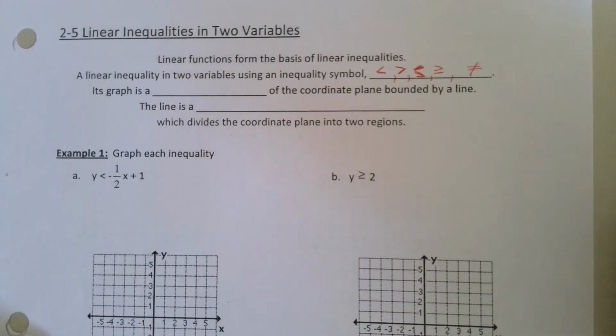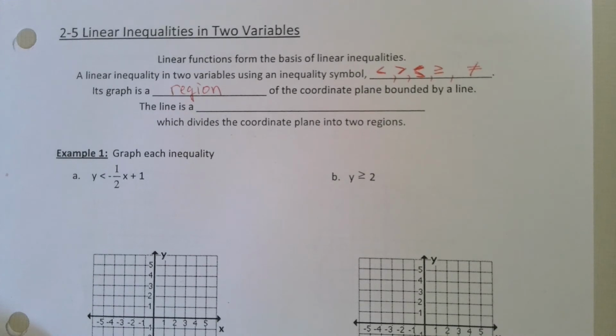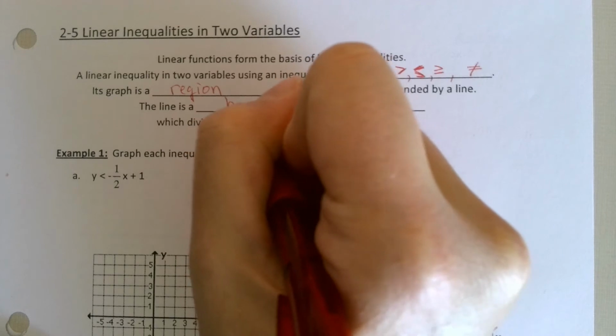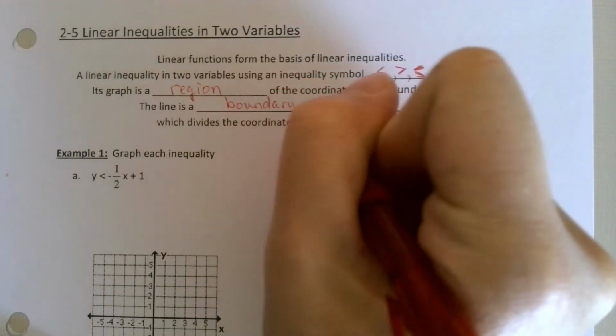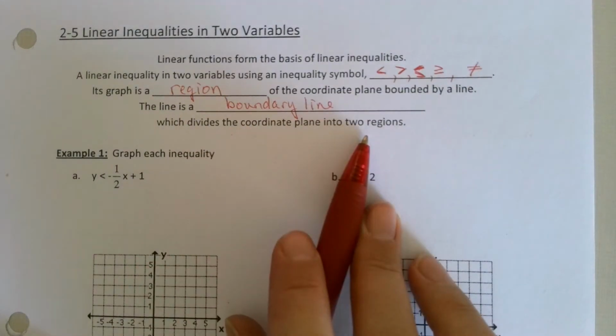All right, its graph is a region. It's going to cut it in half. So the graph is a region of the coordinate plane bounded by a line. And the line is considered a boundary line. And it's going to divide it into two sections or two regions.